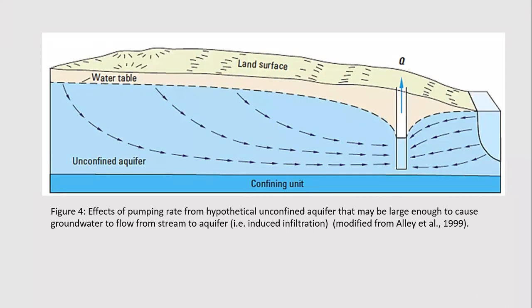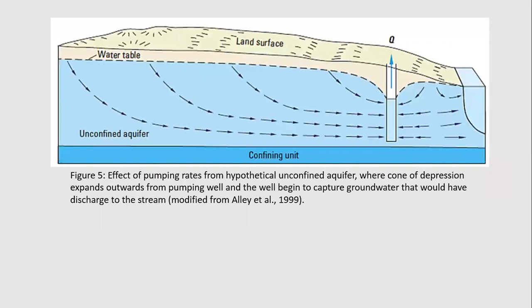And the second process is that you have your well as well. You also have the adjacent river here. And then as you pump water, you have your cone of depression that is extending outwards.